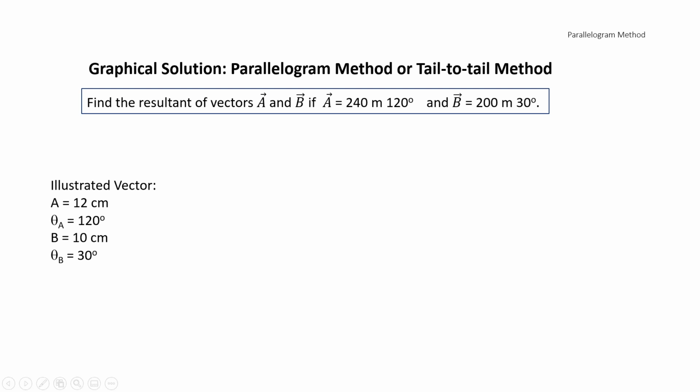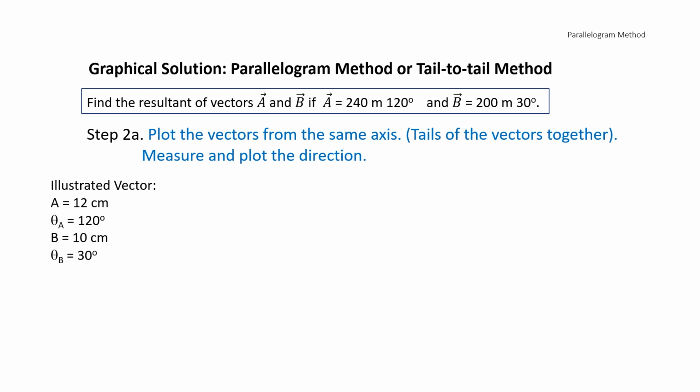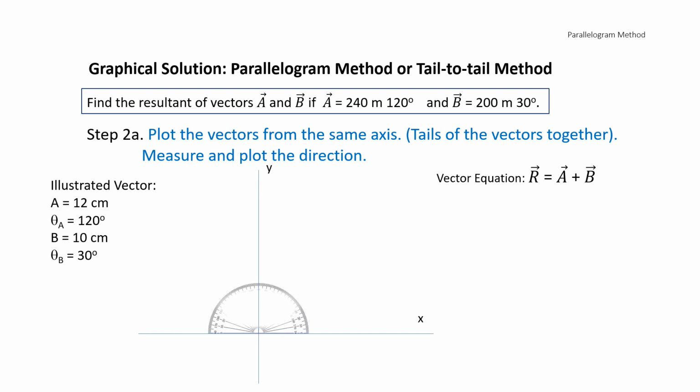The next step is to plot the vectors from the same axis, or the tails of the vectors are plotted from the same point. Measure and plot the direction. A vector equation will guide you in plotting the vector. Vector R equals vector A plus vector B. Draw the x and y axes. Using a protractor positioned at the origin of x and y axis, mark the direction of vector A and draw a line passing through the mark. Measure also the direction of vector B and draw a line passing through that mark.